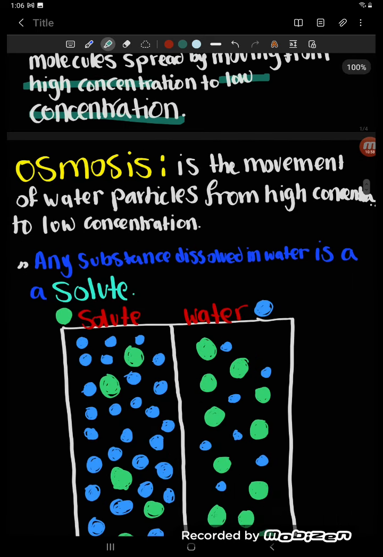Any substance that's dissolved in water is a solute. So together, water and solute form a solution, right? Water alone is the solvent, let me remind you. Let's say we have a cup of tea. You put your sugar in there, and the sugar is the solute, the water is the solvent, and altogether, the tea is a solution.